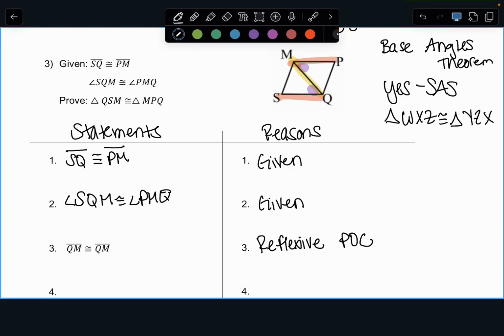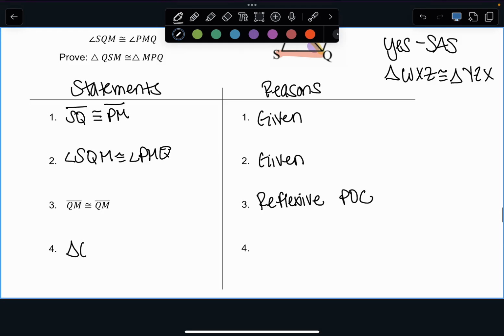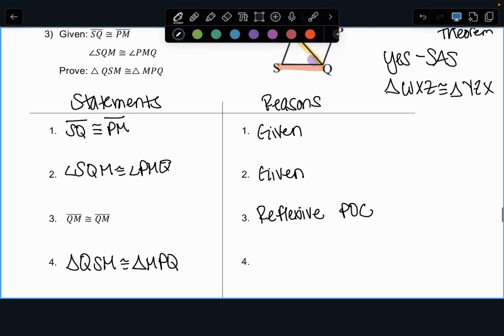Right off the bat, I could have filled out line number 4. What was line number 4? I knew what it was just from the question. What am I trying to prove? Triangle QSM is congruent to triangle MPQ. Yeah, perfect. We can always fill in that last line as well, because we know that's where we have to get to. We have to prove it. We just have to figure out how we proved it.